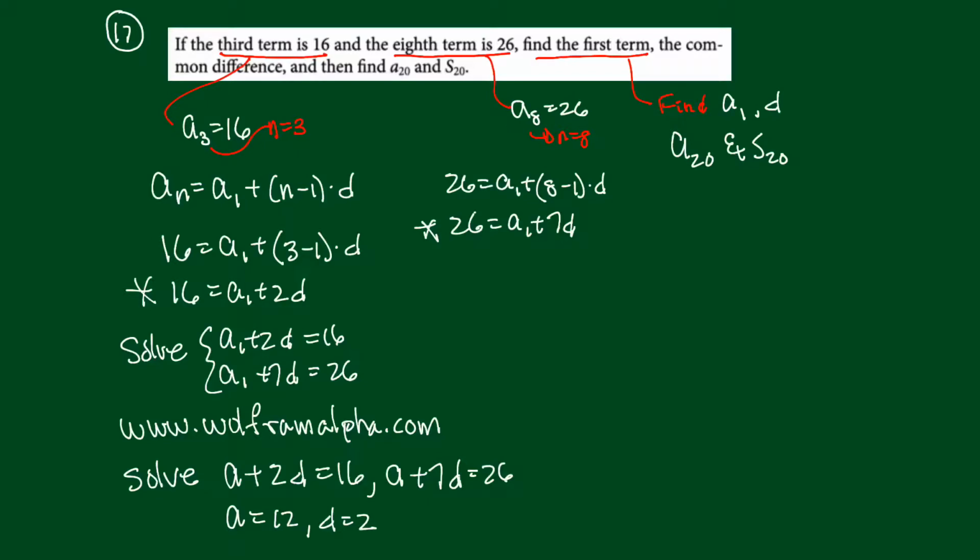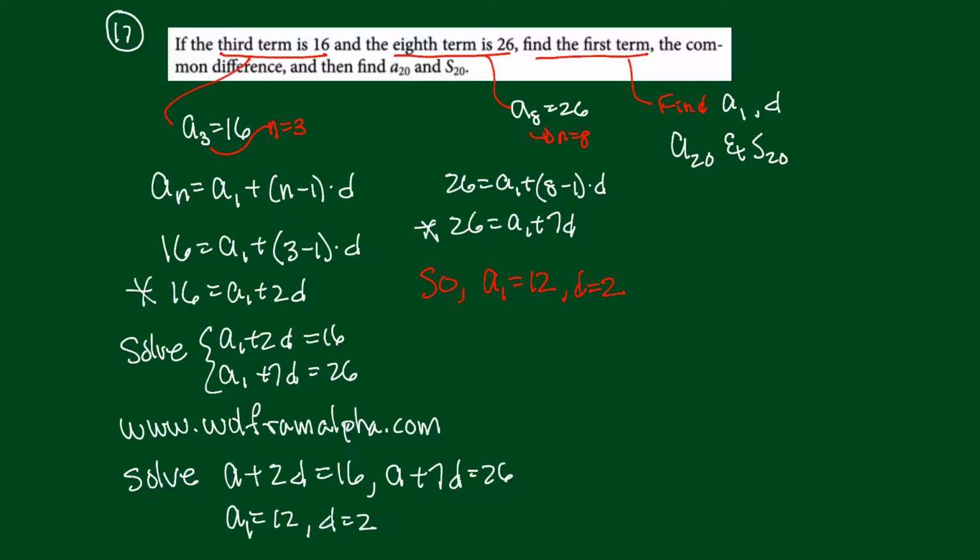That a right here, for Wolfram Alpha's sake, is really a1. We just don't use the subscripts. So now I've got a1, and I'll write that up here. Here's what I've got now: a1, the first term, is 12. The common difference is 2.